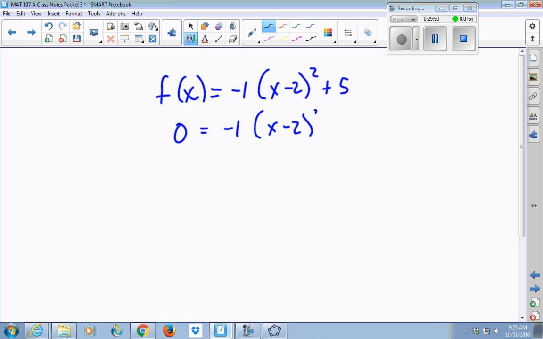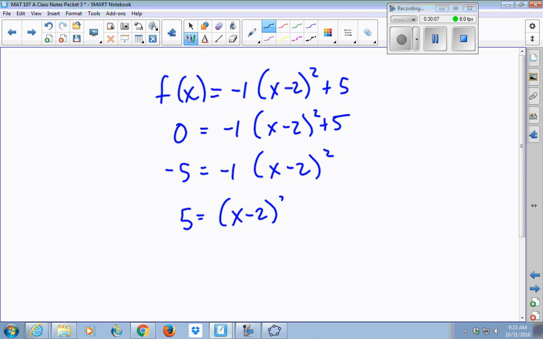So here I'm trying to find the x-intercepts. So why not throw 5 on the other side? I'm going to subtract 5 from both sides. Remember, I'm trying to solve for x here. Now, I got to get rid of that -1, so I divide both sides by -1. Now I square root both sides. And this is where you got to be careful. There's 2 answers.